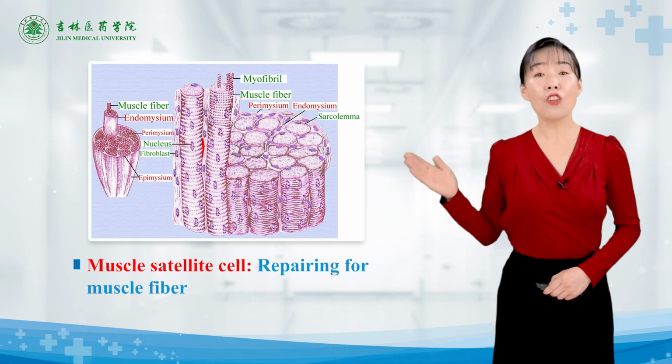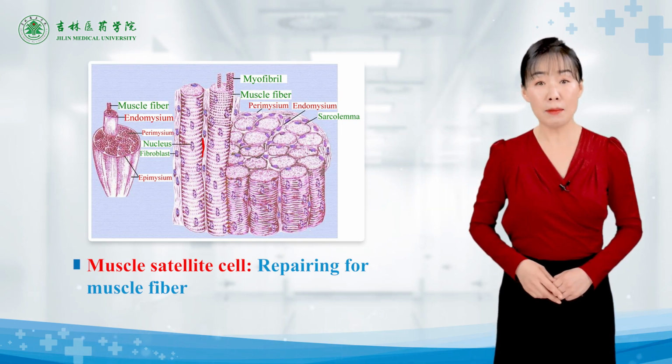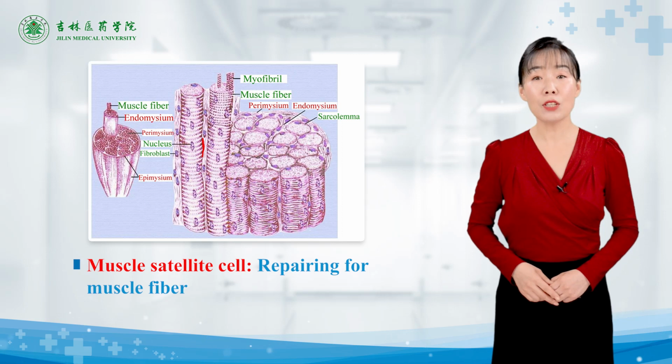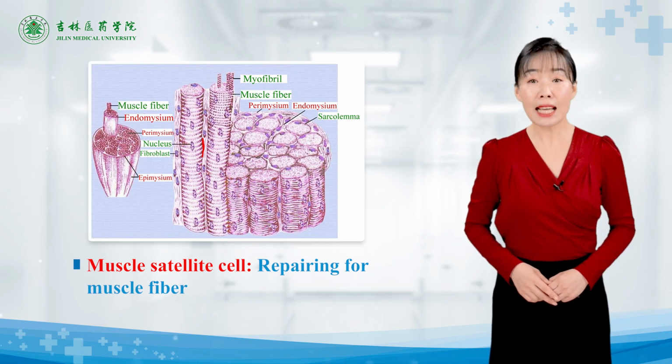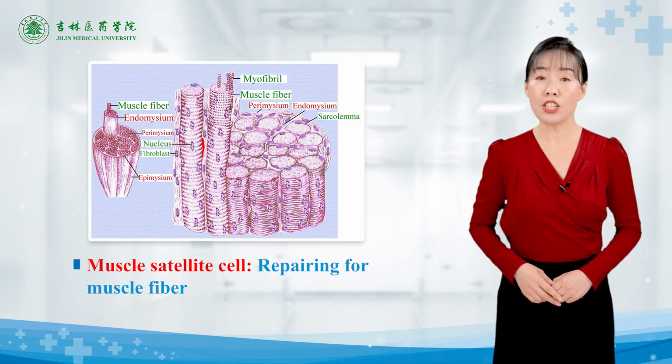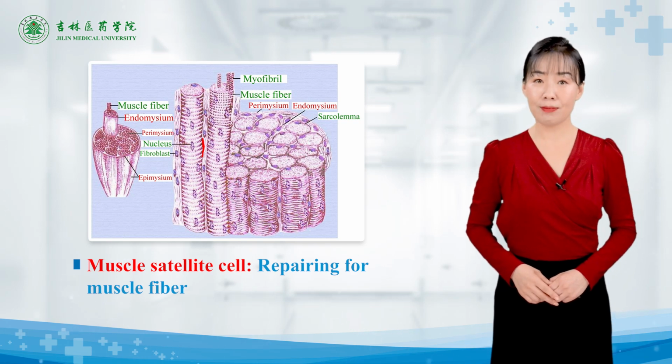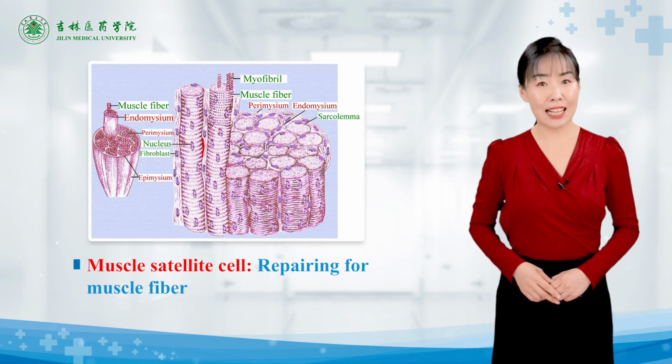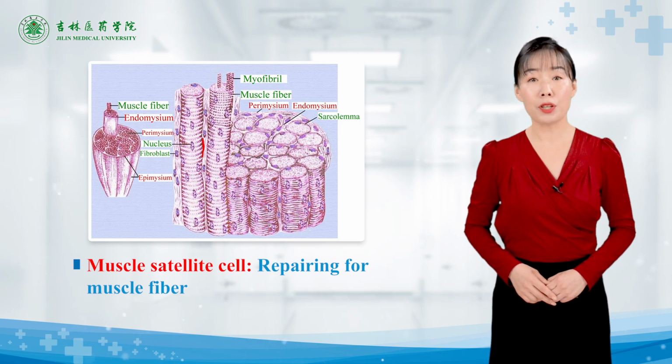Between the sarcolemma and the basolaminar are located muscle satellite cells, which can proliferate and differentiate into muscle fibers. So, muscle satellite cells can repair injured skeletal muscles.